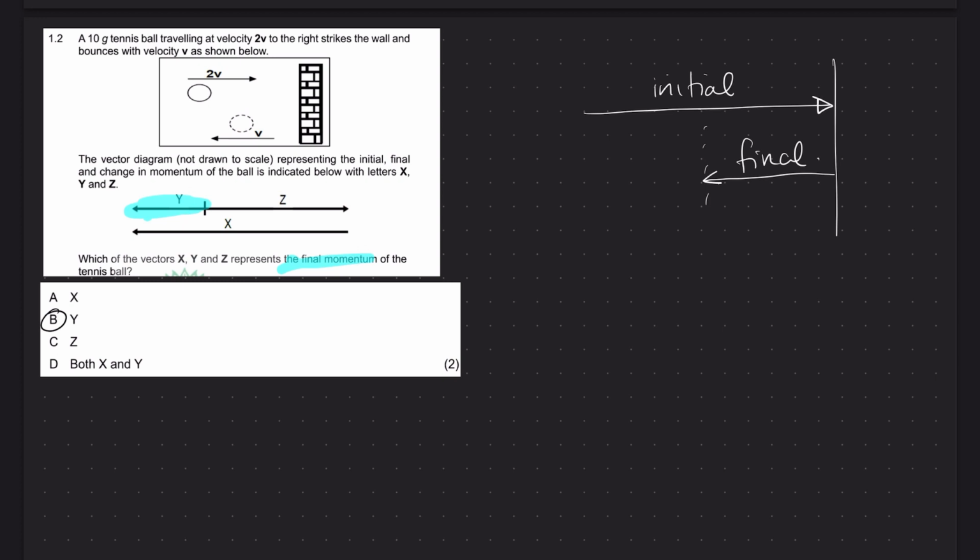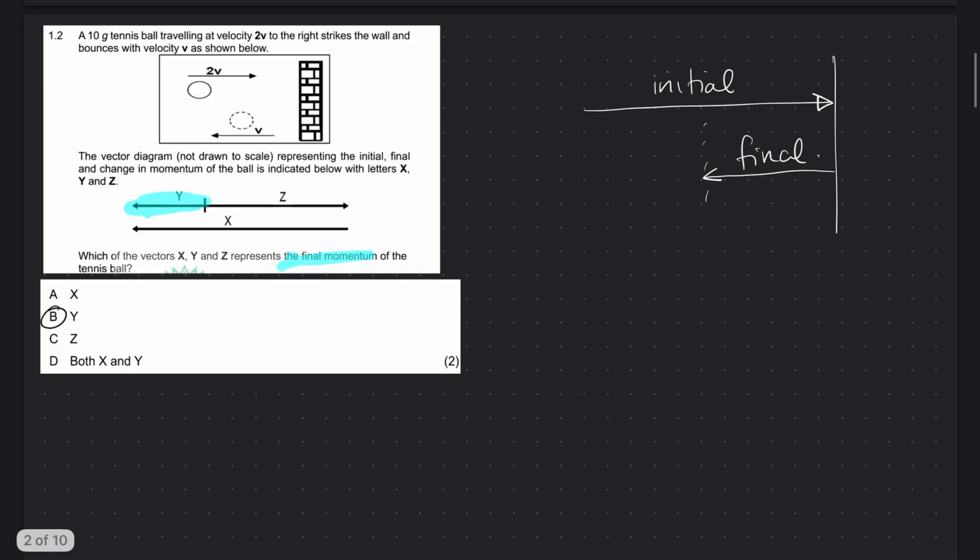Now, just for the sake of it, let's go through what the rest of them are. So the initial is going to be z. The final, we said, is y. That means the change, or the delta, is going to be x. And it's important to do questions like this because they do often come out.